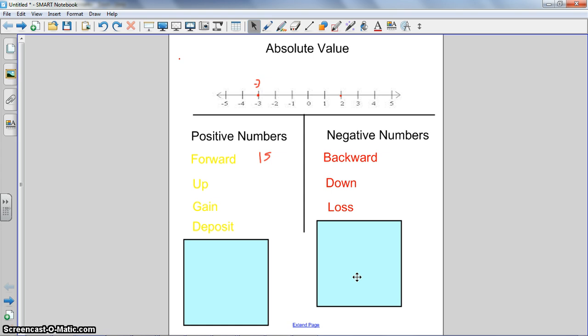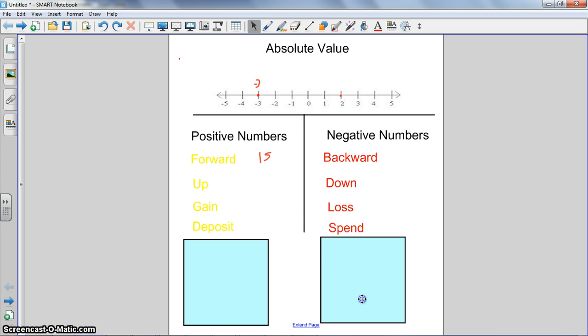Or if you're losing, that would be a negative number. Or if you spend money, instead of deposit, you're writing checks, you're spending money, that would be a negative. Or if you go into debt, if I have $5 in my account, but I spend $10 with my debit card, that means I'm at -5. I'm $5 in debt.